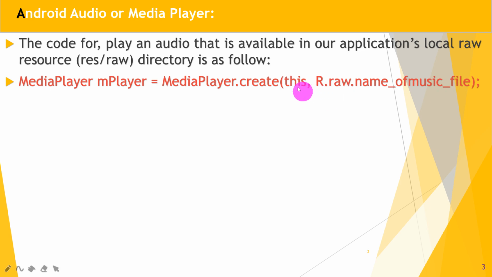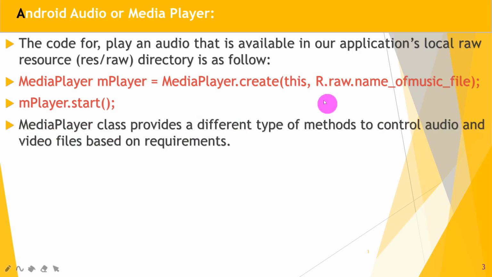So write R.raw.name of the music file, and then mPlayer, that is the object of MediaPlayer, dot start method to start playing that music file which you have saved into the raw folder. Great guys, hope you understand.